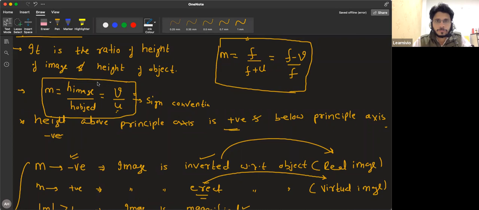Sir, minus V by U doesn't come? No, minus V by U is for mirror reflection. In reflection also we have magnification. So that's for the mirror, not for the lens.